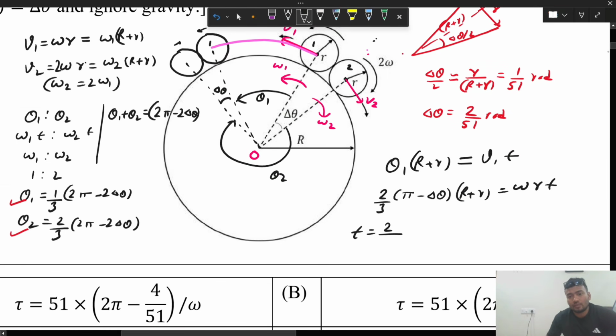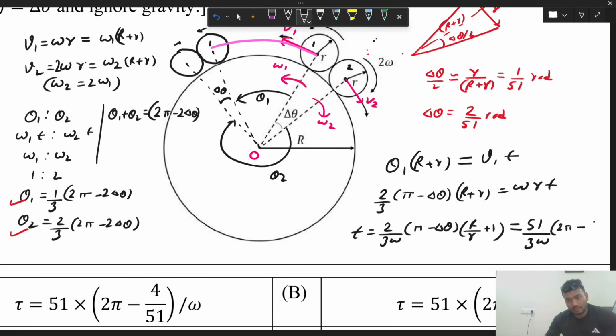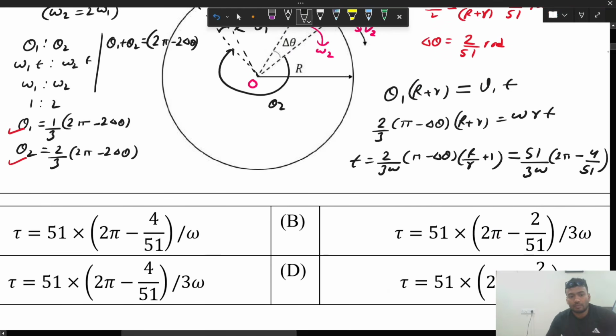So T का वैल्यू 2 by 3 omega pi minus delta theta and it is r plus r, so it is r by r plus 1, right? So if I put all the values, you are going to get 51 by 3 omega, then 2 pi minus, I'm taking this 2 inside, so this will become 4 by 51. So 51 by 3 omega, so that's your correct option.